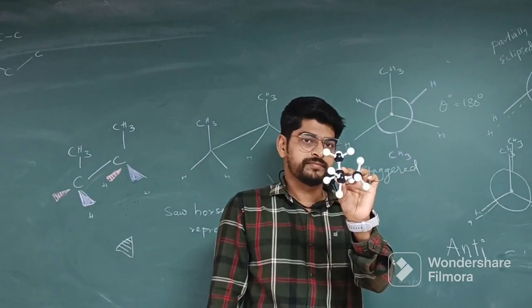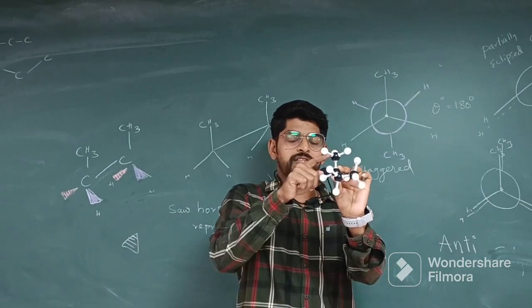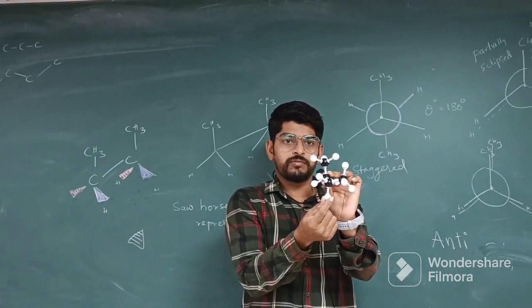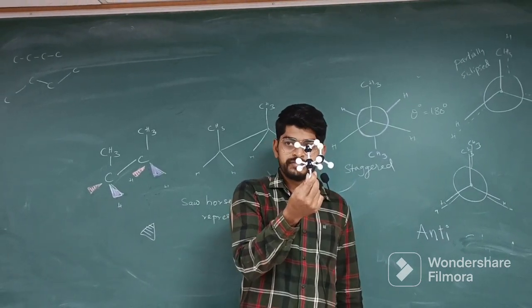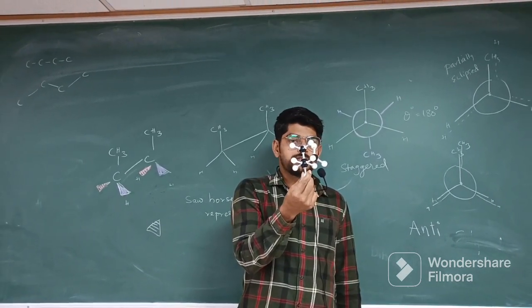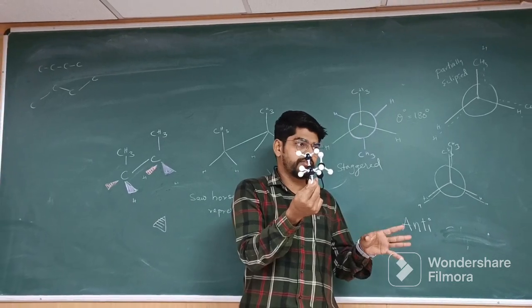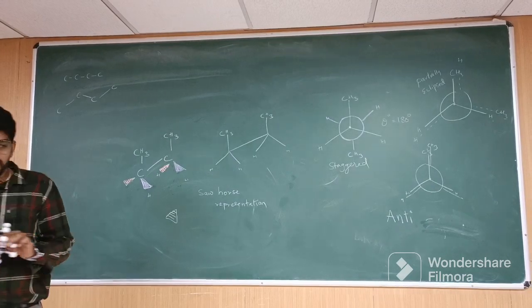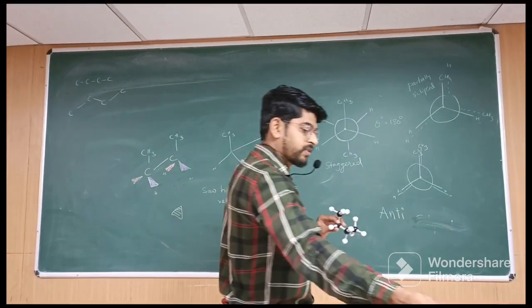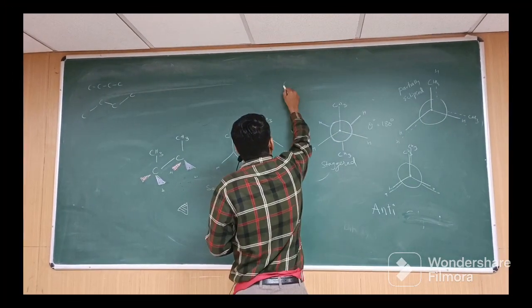anti to methyl. So methyl is not exactly opposite to methyl on both the carbon atoms. But this is staggered. Is it understood? It is different from the original staggered that we have drawn. Yes. We have a name for this. The name of this conformation is gauche form.